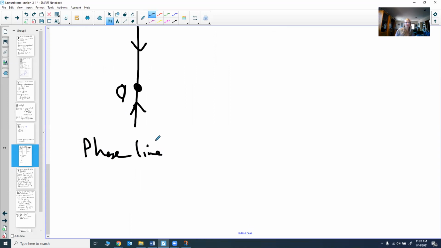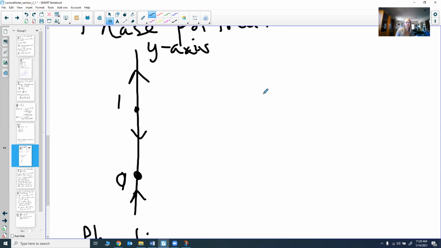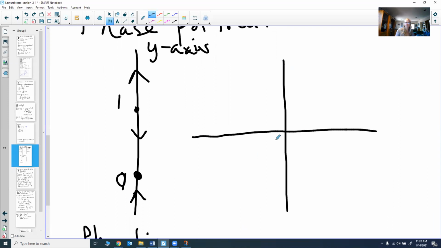But from that, I can get a phase portrait. So I can actually think about, from this information, what this function looks like. So let's just draw an axis here. We'll draw a coordinate plane. Here we have 0, here we have 1. We know 0 is one of our equilibrium solutions. 1 is another one of our equilibrium solutions.